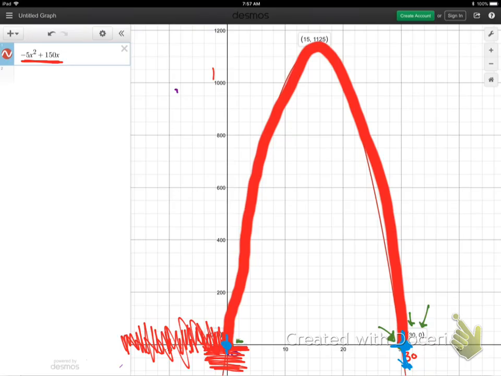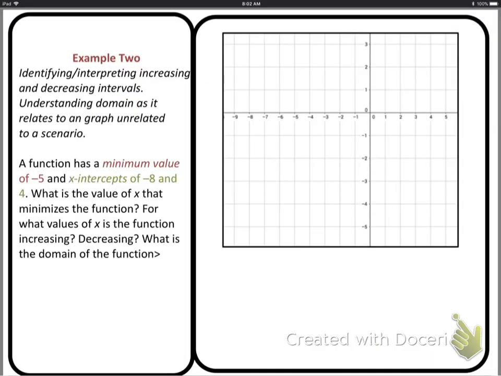Okay, now going on to example 2. So in example 2, we notice we don't have a scenario here, so we go straight to the question. It says a function has a minimum value of -5 and x-intercepts of -8 and 4.